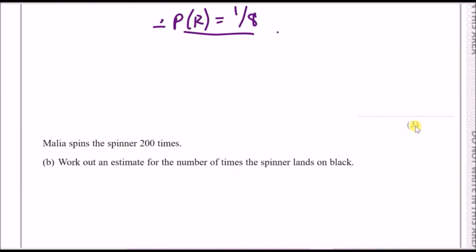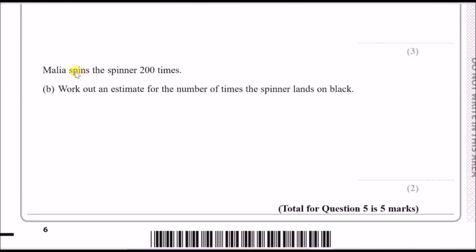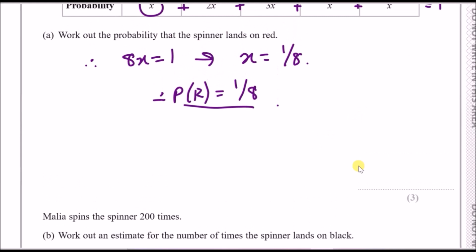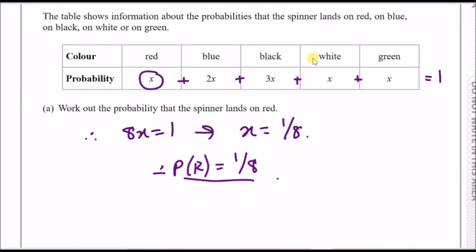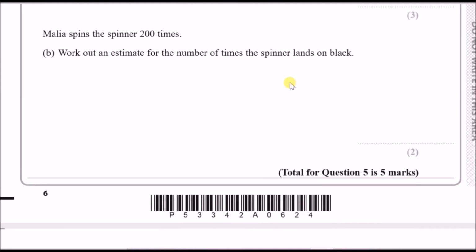Now Malia spins the spinner, damn, I hate these alliterations, 200 times. Work out an estimate for the number of times the spinner lands on black. First things first, what's the probability of landing on black? It's 3x. We know the probability of x is 1 over 8, so 3x must be 3 over 8.